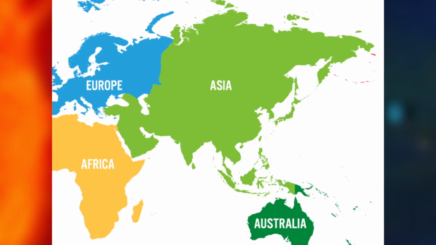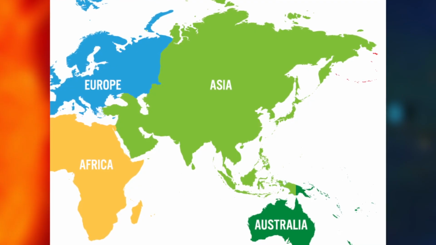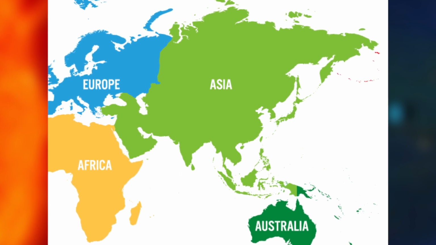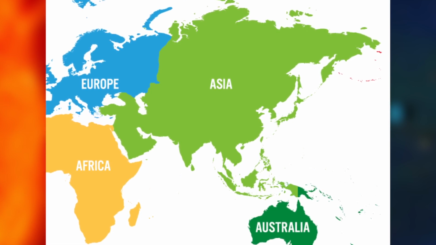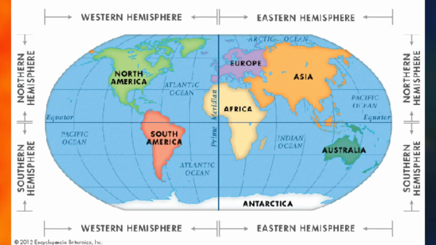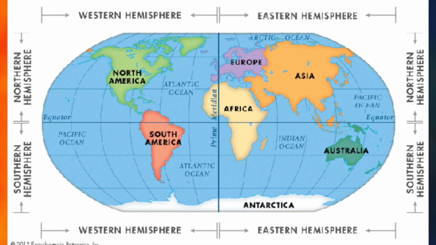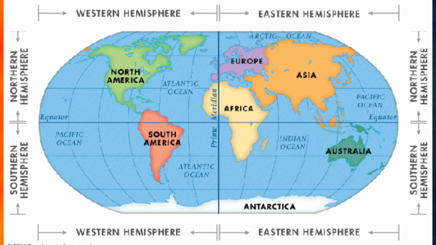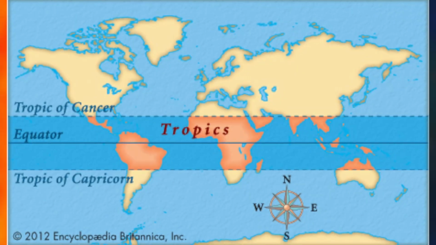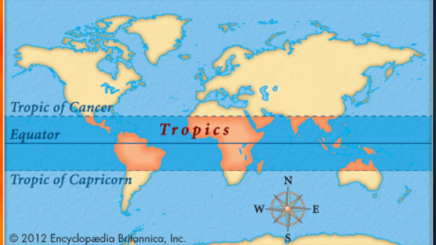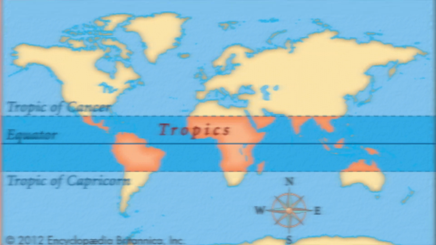A cursory look at the world map reveals that the greater part of the landmass lies in the northern hemisphere. Asia is the largest continent and it covers about 1/3 of the total land surface of the Earth. Asia completely lies in the northern and eastern hemisphere. Tropic of Cancer passes through the southern portion of Asia.